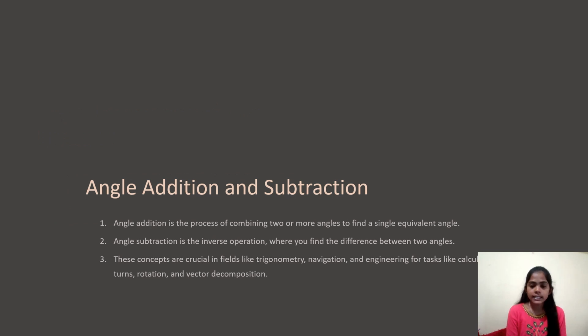Angle addition and subtraction. Angle addition is the process of combining two or more angles to find a single equivalent angle. Angle subtraction is the inverse operation, where you find the difference between two angles. These concepts are crucial in fields like trigonometry, navigation, and engineering for tasks like calculating turns, rotations, and vector decompositions.